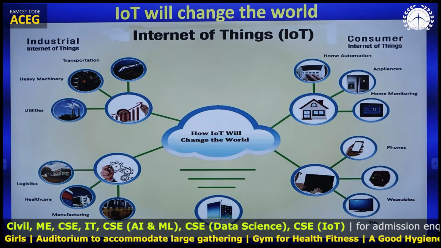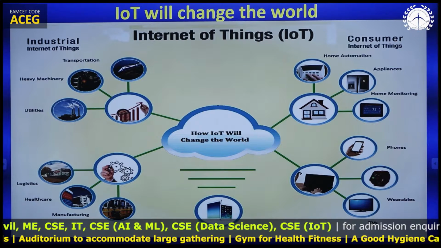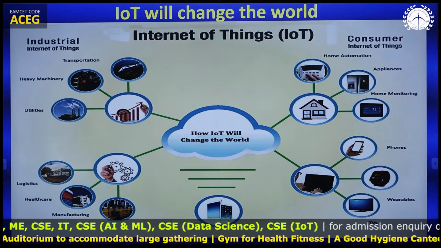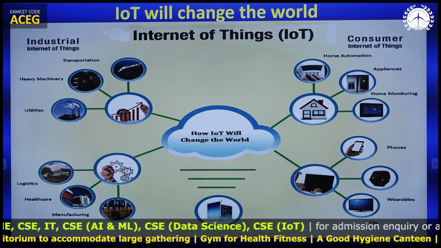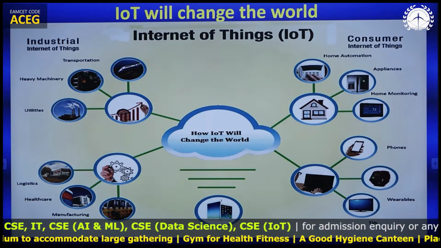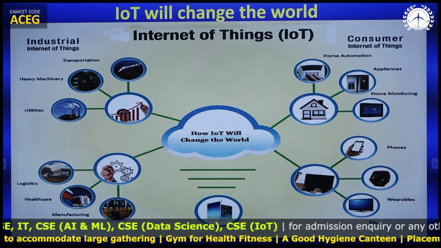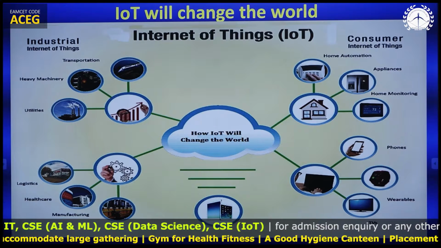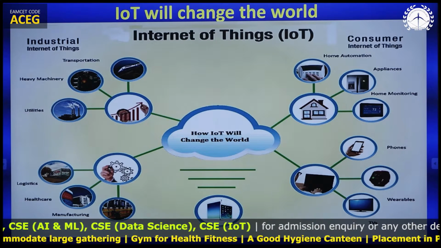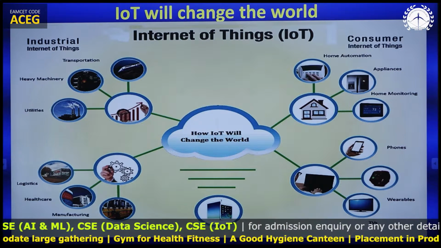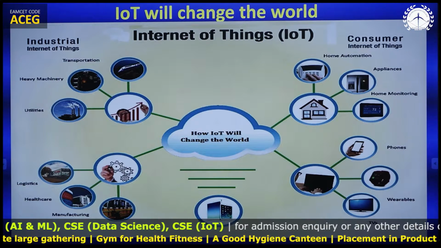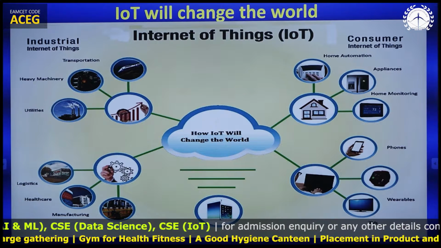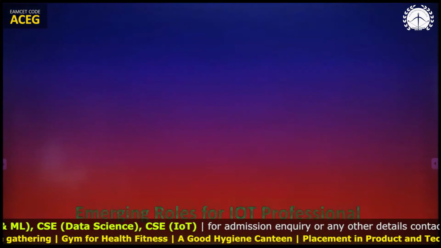How will IoT change the world? We talk about industry here: transportation, heavy machinery, utilities, logistics, healthcare, manufacturing. On the consumer side: home automation, appliances, home monitoring, phones and wearables, and TVs, all are going to connect to IoT.